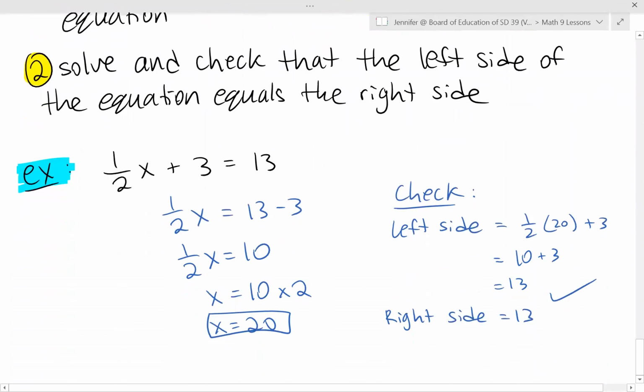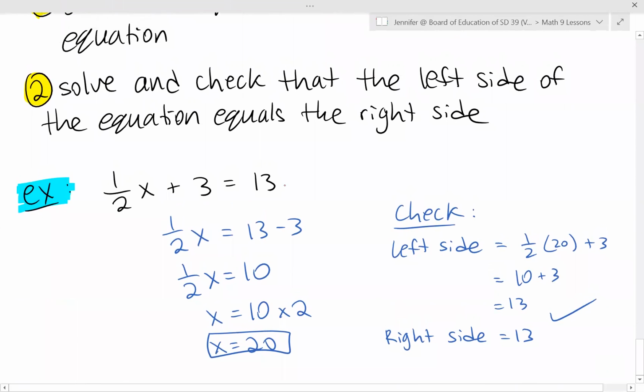So for example, here, we have our linear equation and we solve for it. We bring the 3 over, we multiply both sides by 2. However we get there, our answer is x equals 20. So how do we check if it's right? Well, take your original equation and take the left side, deal with that first. If the variable's on that side, replace it with whatever answer you had. So we came up with 20.